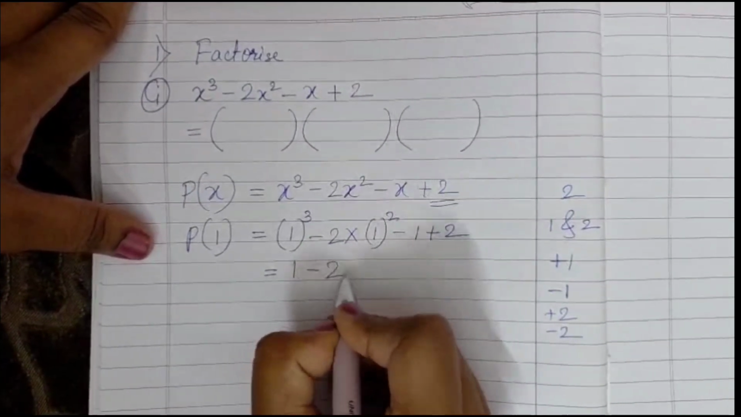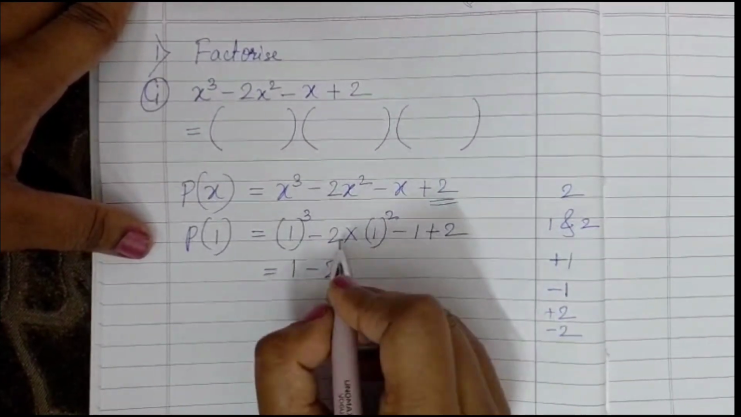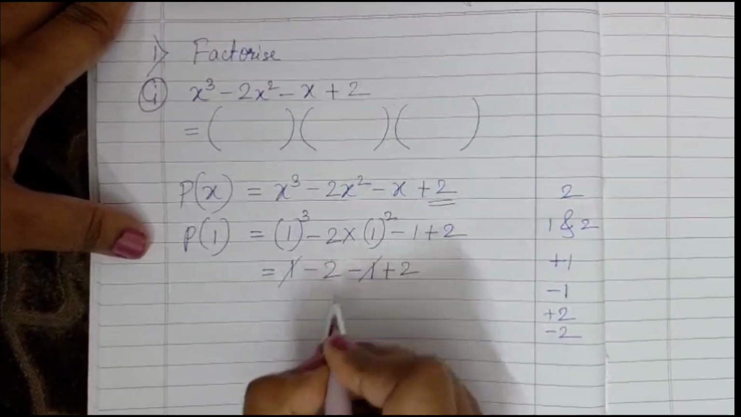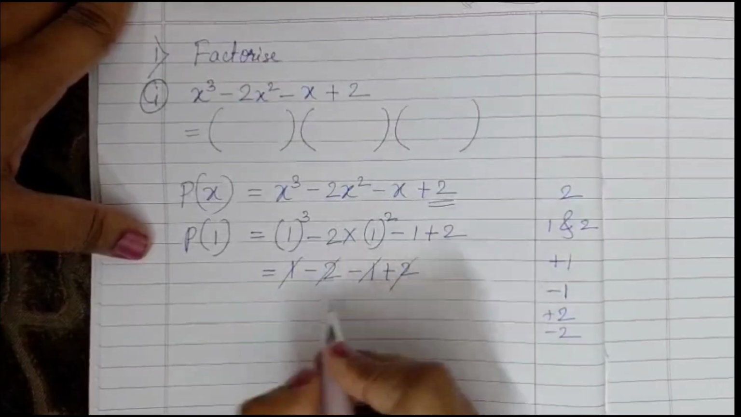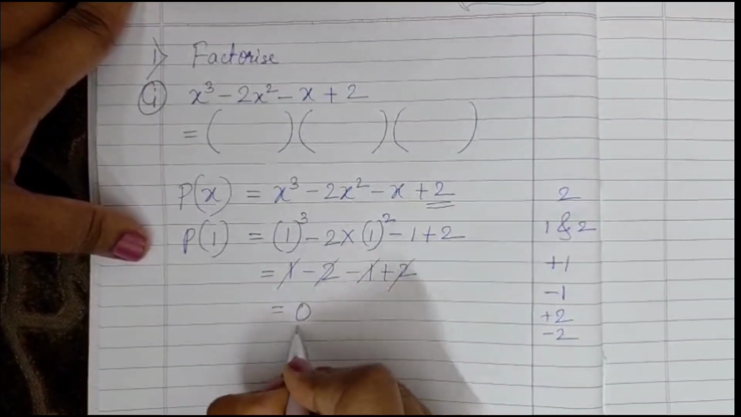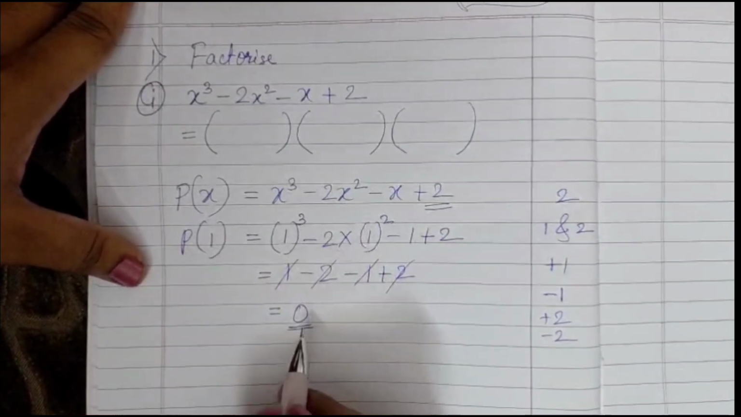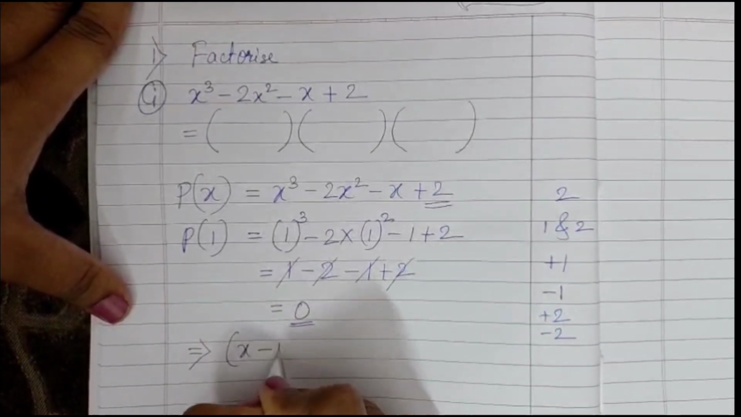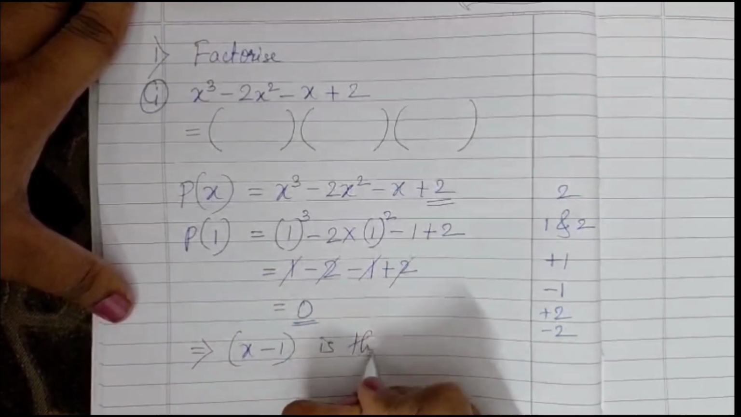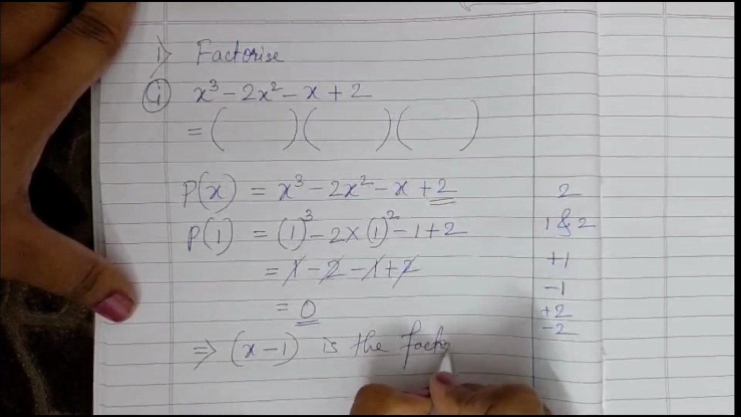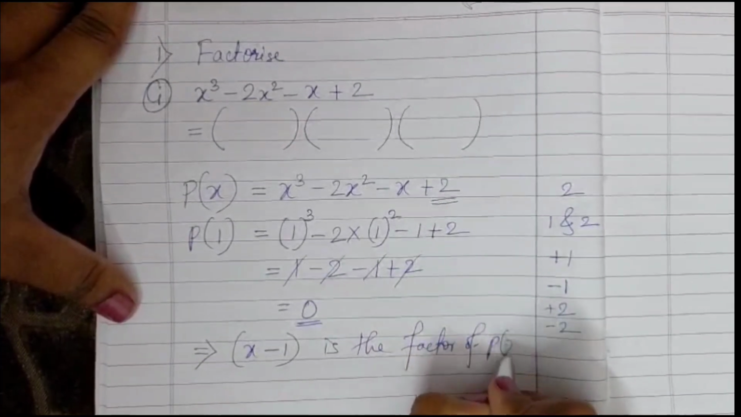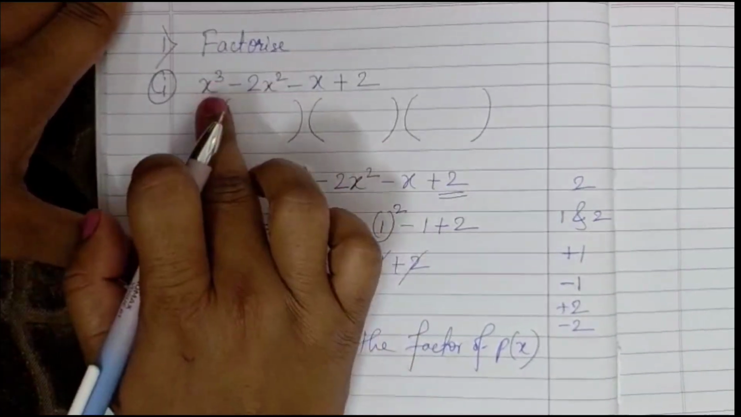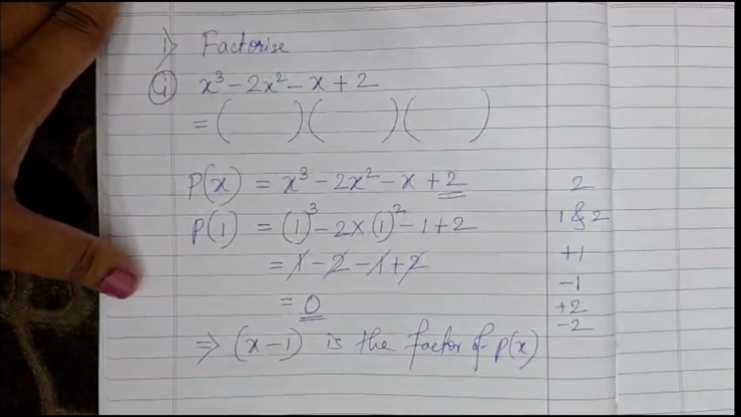1. 1 square is 1. 2 ones are 2, and minus 1 plus 2. Plus 1 minus 1 will get cancelled. Minus 2 plus 2 will get cancelled. And the answer is 0. Since P of 1 is 0, this implies that x minus 1 is a factor of P of x, meaning x minus 1 is a factor of the given polynomial.